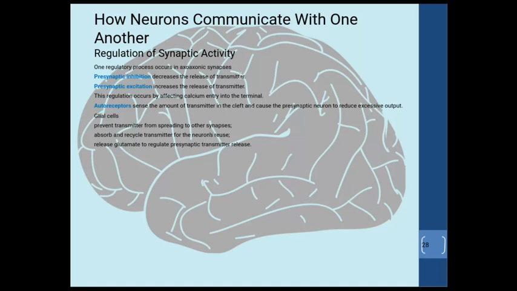So we can decrease the amount of neurotransmitter released, or we can increase the amount of neurotransmitter released. How does that work? Well, we know that calcium comes in and causes the neurotransmitter to be released. So if we can affect how much calcium comes in, we can affect how much of the neurotransmitter is released. The more calcium that comes in, the more neurotransmitter will be released. The less amount of calcium that comes in, you guessed it, the less amount of neurotransmitter that's released.